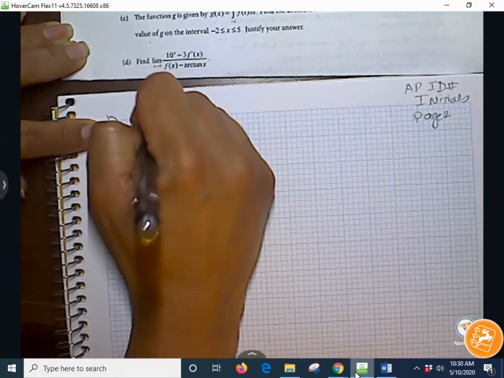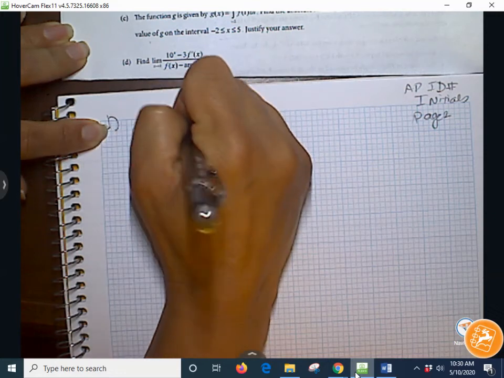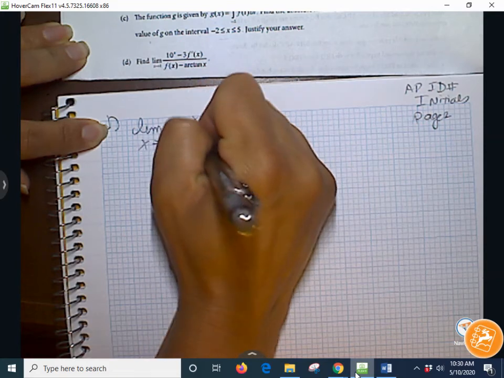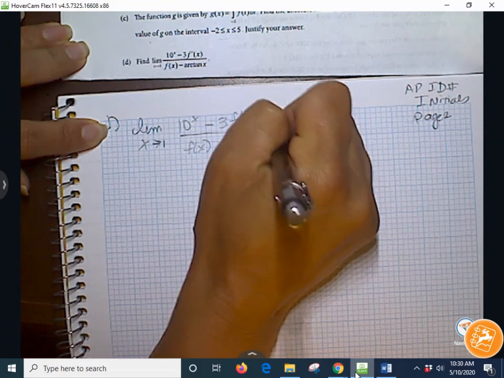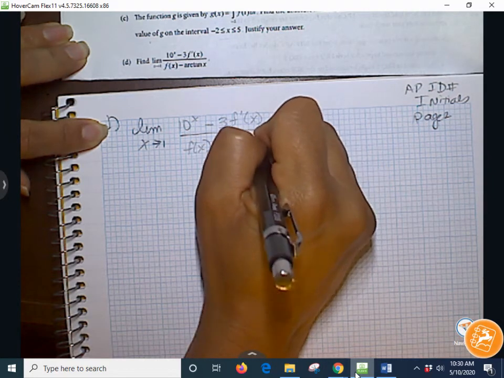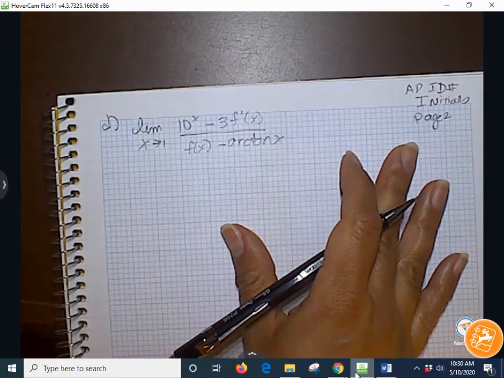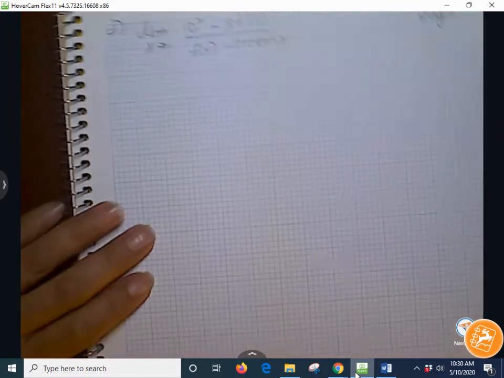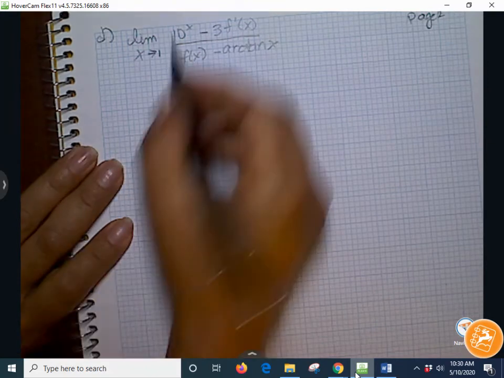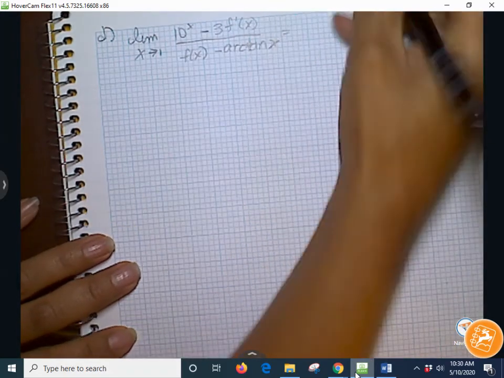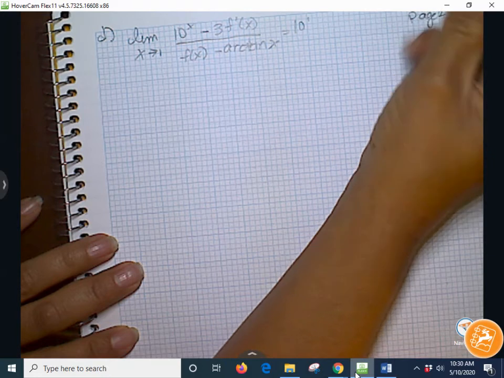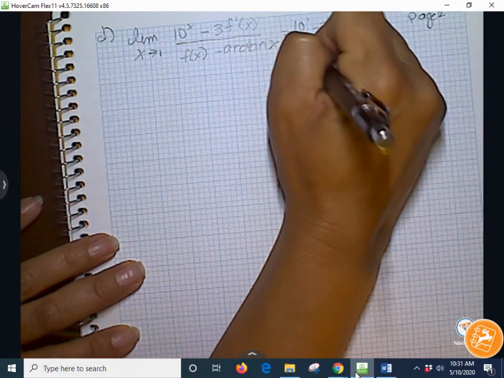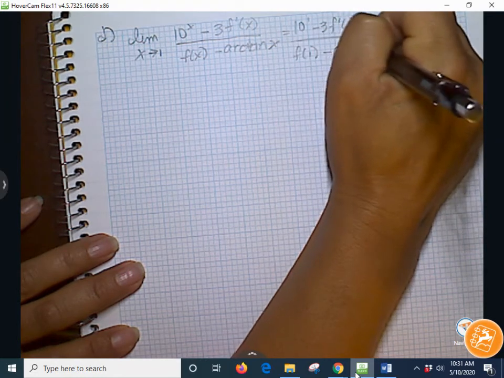It says limit as x goes to 1 of 10 to the x minus 3 f prime of x all over f of x minus arctangent x. Alrighty then. So now I need to evaluate this limit. I might have to use L'Hopital's rule. I might not. Let's see. Well, first thing to do is to substitute 1 in. So it's going to be 10 to the first power minus 3 times f prime of 1 divided by f of 1 minus arctangent of 1.